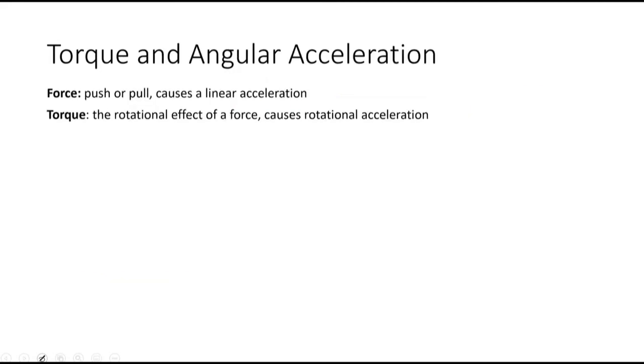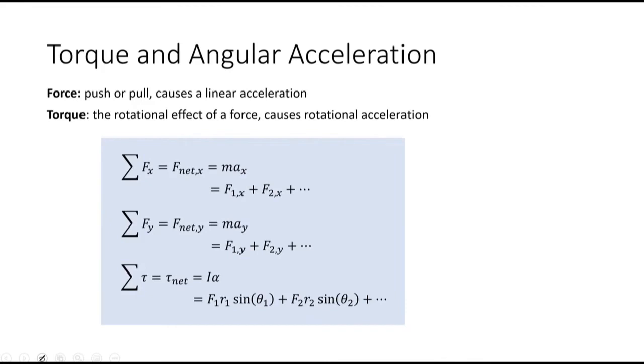Okay, and so then remember that force is a push or a pull, and it's something that causes a linear acceleration. When applied to an object, it causes that object to accelerate linearly. And now, because the torque is a rotational effect of a force, torques are going to cause rotational acceleration. In terms of vector components, we know that the net force in the x direction is equal to the mass of the object times its acceleration in the x direction. And the net force in the x direction is just the sum of the x components of all the forces acting on your object.